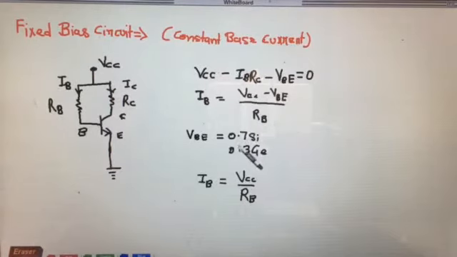VCC and RB are kept fixed, so that's why base current will be fixed. Why? This fixed bias circuit is known as constant base current because the value of VCC is fixed, and RB, the resistance applied to the base, is also fixed, so that's why IB will be constant. IB is constant because VCC and RB are not being changed.